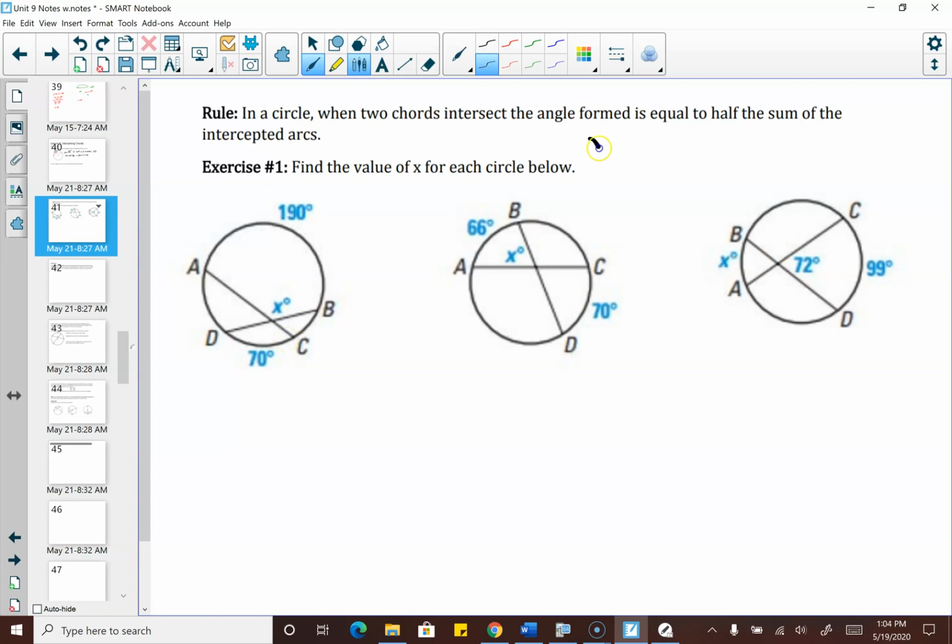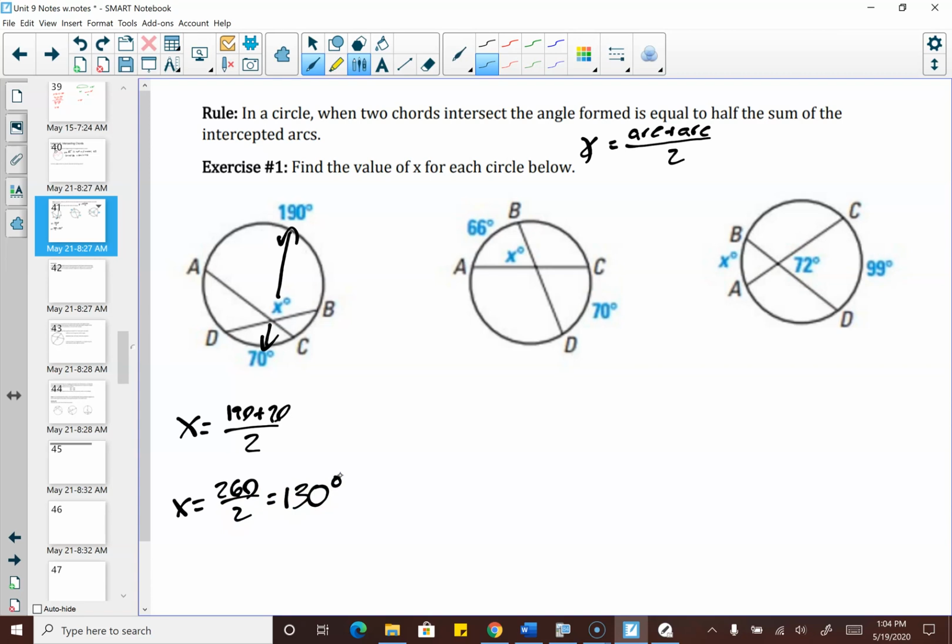Okay, so the rule is, your angle is equal to arc plus arc divided by 2. So basically it's the average of the arcs. Now it's the average of the arcs that it opens up to and the one behind it. So if you look at this picture on the left here, x opens up to the 190 and what's behind it is 70. So x is going to be equal to 190 plus 70 divided by 2. 190 plus 70 is 260, and 260 divided by 2 is 130.